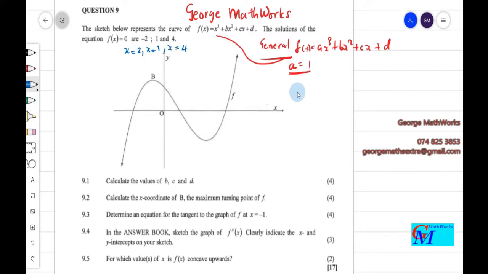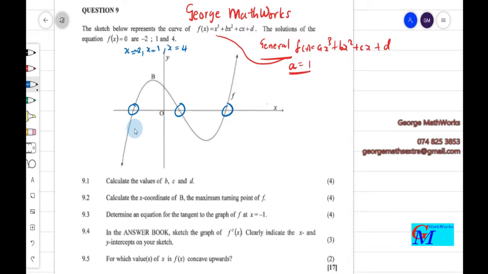Now, the first question: this is the graph that we are given, that has a maximum turning point at B and a minimum turning point at this point here. Then calculate the values of b, c, and d. Now, how do we do that? To come up with this, we are given these values here, which are representing the x-intercepts. 1, 2, 3.